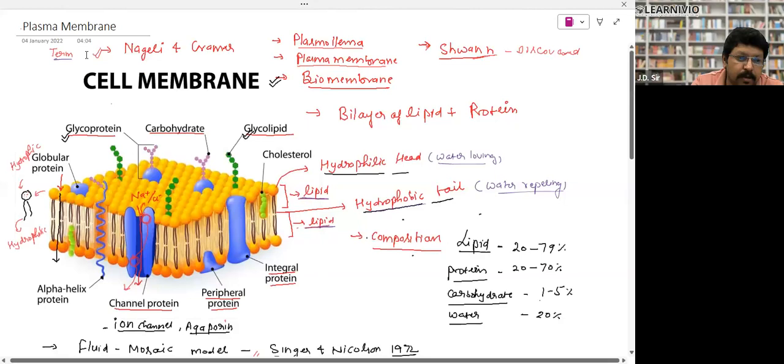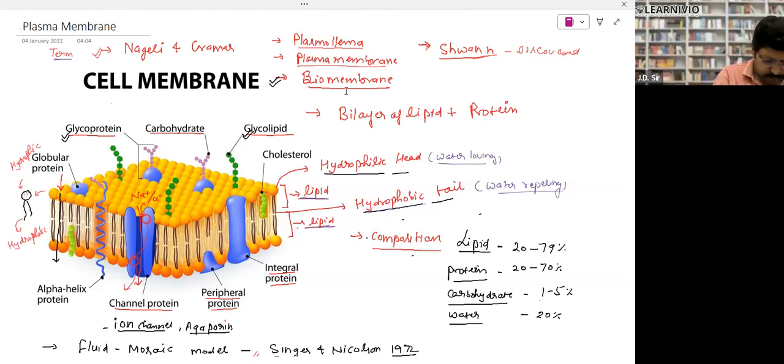Look, one more thing. The term plasma membrane was given by Nageli and Kramer. The plasma membrane is also known as the plasmolemma, biomembrane, or cell membrane. They all are the same, right? So start writing now. Cell membrane or plasma membrane or plasmolemma or biomembrane are the same thing. Full stop.